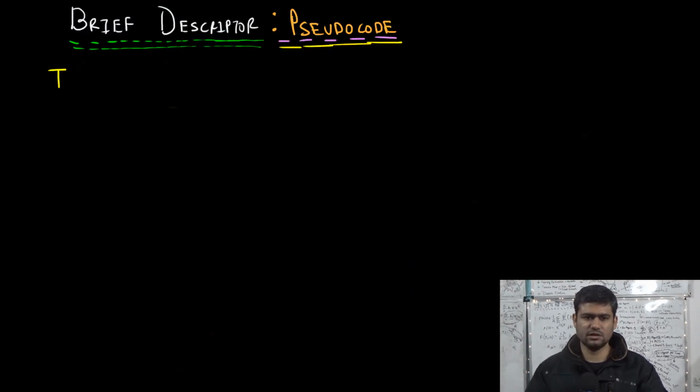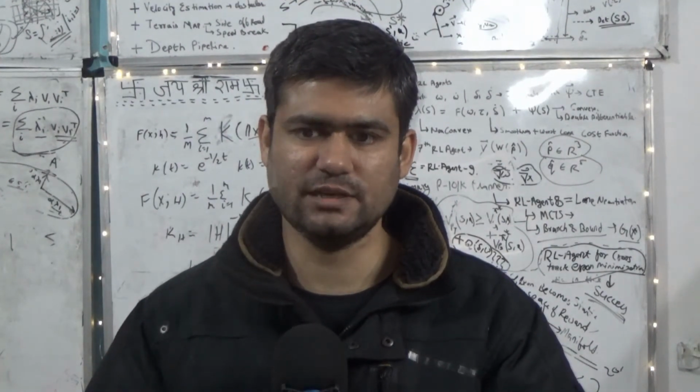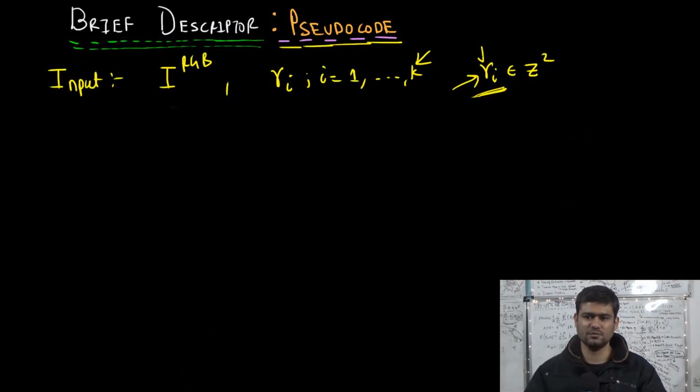So the input to the descriptor is going to be an image, perhaps an RGB or a grayscale image, and a set of feature points denoted by r_i, where i is from 1 to K, that is, we have K feature points in an image, where each of the r_i is a vector of integers, a coordinate of the feature point. In case of corners, r_i is a coordinate of the corners in images. And in case of blobs, r_i is the center of the blobs detected in the image. So we have K such feature points to be described by the BRIEF descriptor, denoted by lambda_i, where i goes from 1 to K.